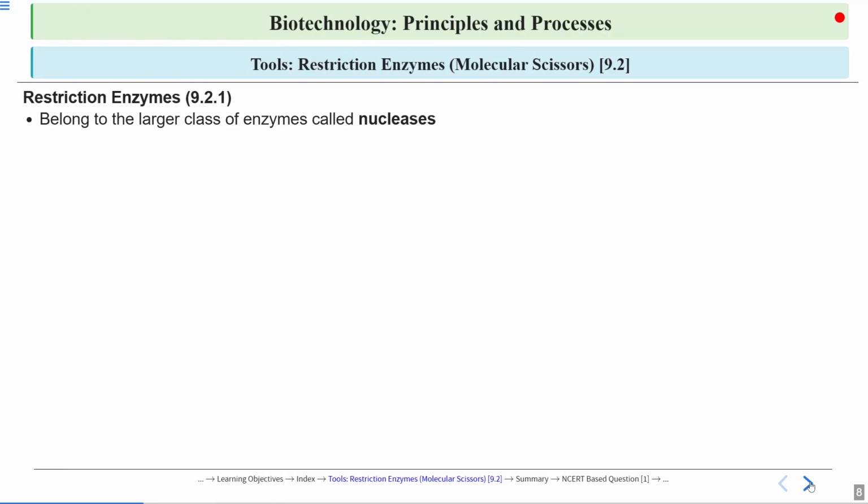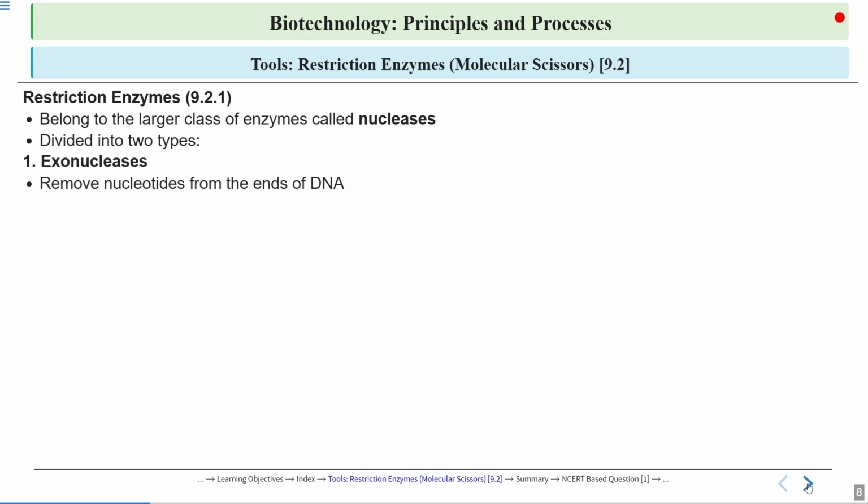These restriction enzymes belong to a class of enzymes called nucleases. As the name suggests, the function of nucleases is to cleave nucleic acid. Now, these enzymes are divided into 2 types. First is exonucleases. As the name suggests, exo, you can relate it to extreme, like the extreme end. So these are nucleases that remove nucleotides from the end of the DNA. An example is exonuclease 3.